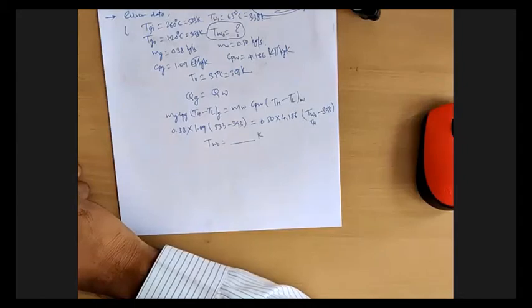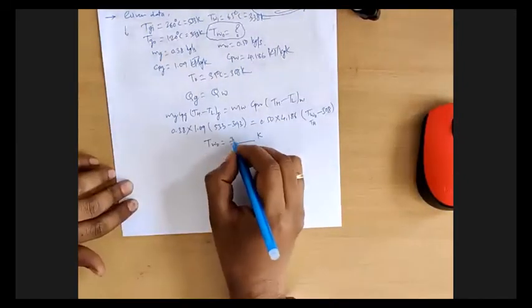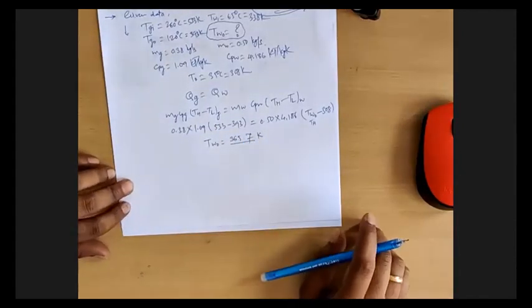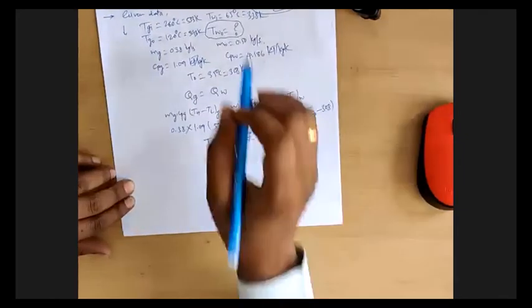365.7 Kelvin. Okay, that's correct. Next, now we need to find the exergy loss.